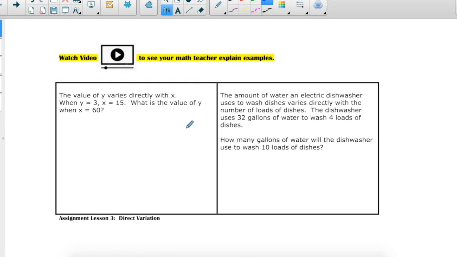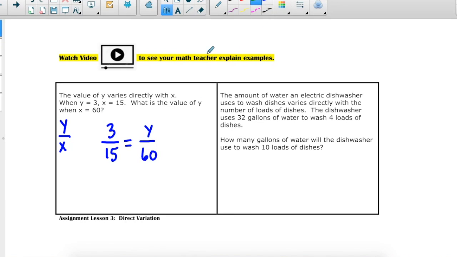So I like to set this up as I usually do, y over x. Here I'm going to see that it says y equals 3. So I'm going to set it up as 3 in the numerator when x is 15. So 15 goes in the denominator. And I'm going to make a proportion. So remember, y is in the numerator. It says, what is the value of y? So we're going to leave it as y when x equals 60. So the 60 goes in the denominator.